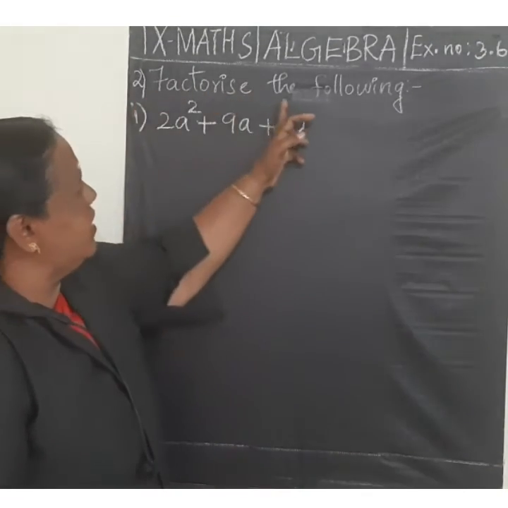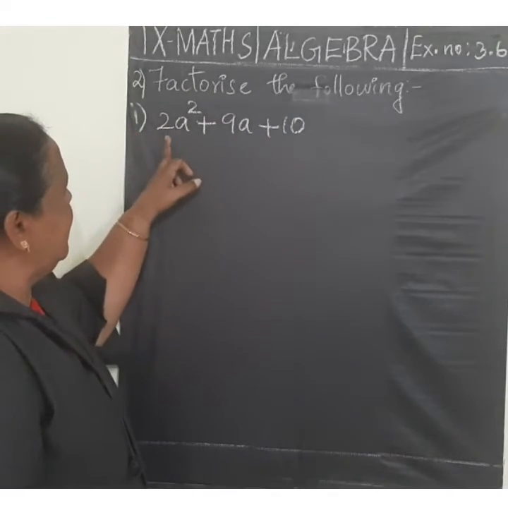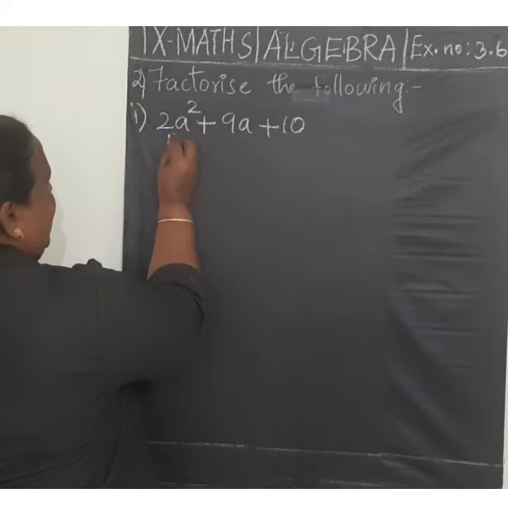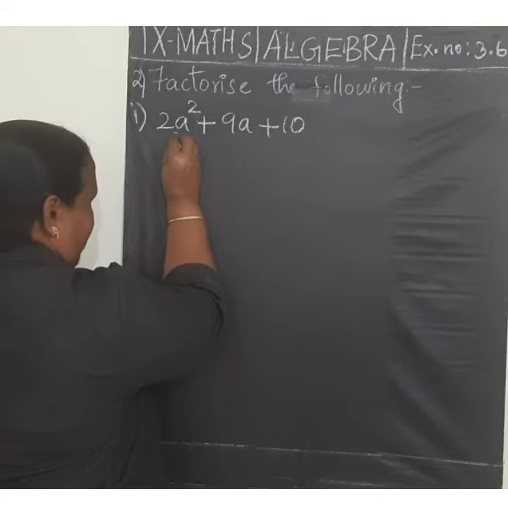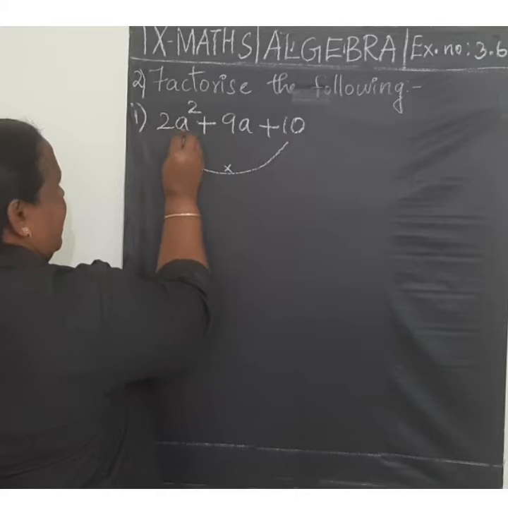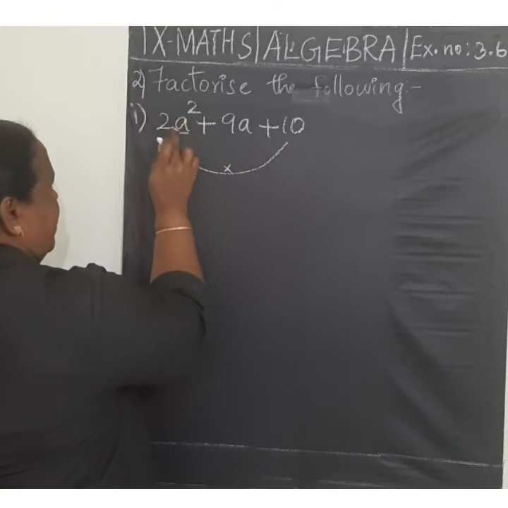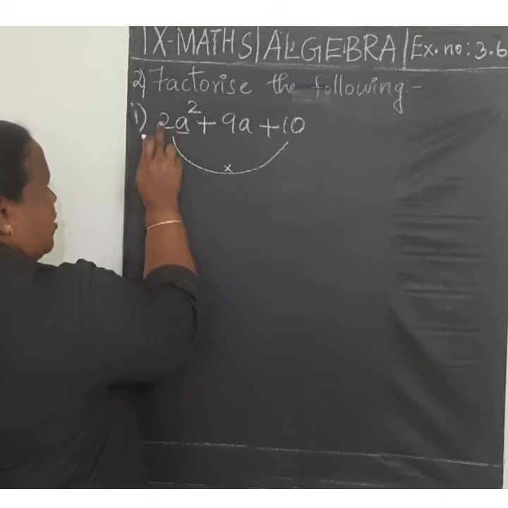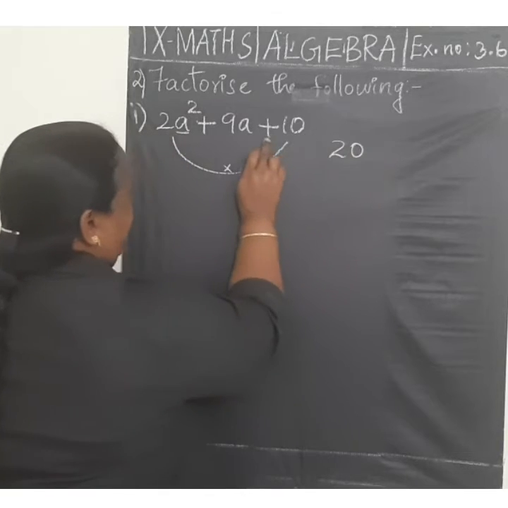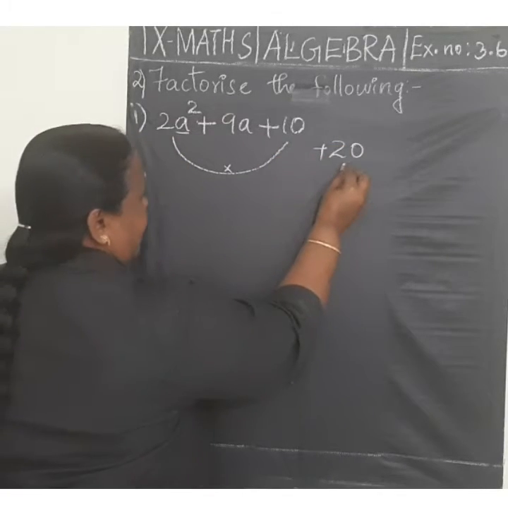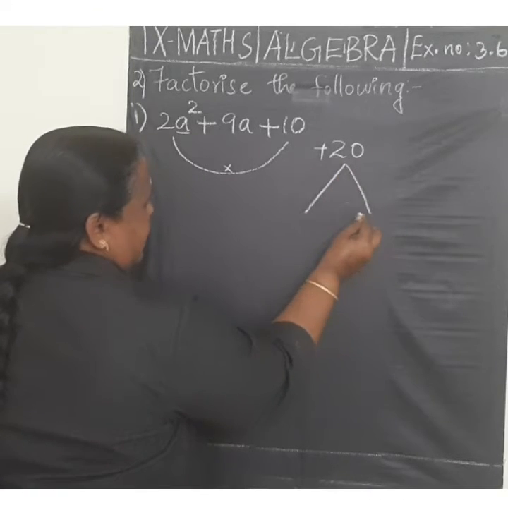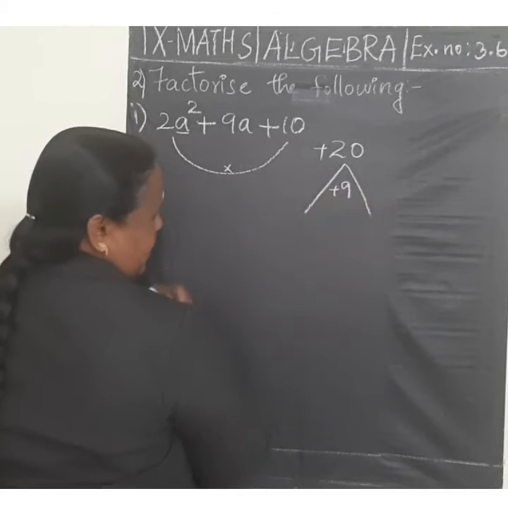Next, second question: factorize the following. In the first subdivision, 2a squared plus 9a plus 10. What's the first step we have to do? First we have to multiply the coefficient of the square term and the constant term. Here we have the a squared term, and the coefficient of a squared is 2. So we multiply 2 into 10, which is 20. Here the plus sign is there, so plus 20. Then we have to find the factors for this 20. When we are finding the factors, if we add or subtract, it should satisfy the plus 9.